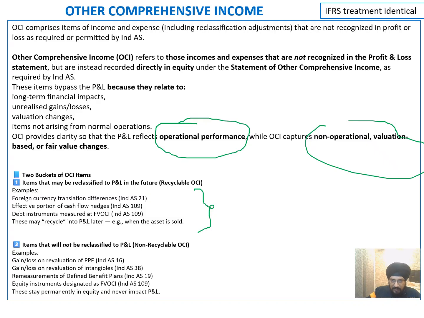Items that will not be reclassified to the P&L, the non-recyclable ones, are gain and loss on the revaluation of the PPE, gain and loss on the revaluation of the intangible, remeasurement of defined benefit plans, and equity instruments designated FVOCI. These are permanent. Equity for FVOCI is irreversible, which means it has to be shown in the OCI only. But a debt instrument shall be measured in the P&L once it is realized at the time of the final sale. So this is a quick bifurcation of the OCI and the P&L.